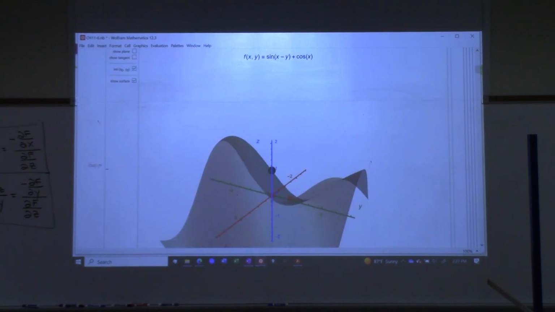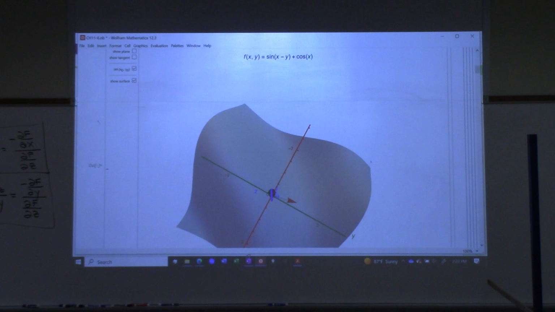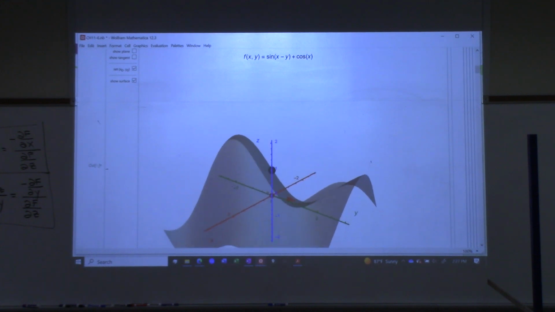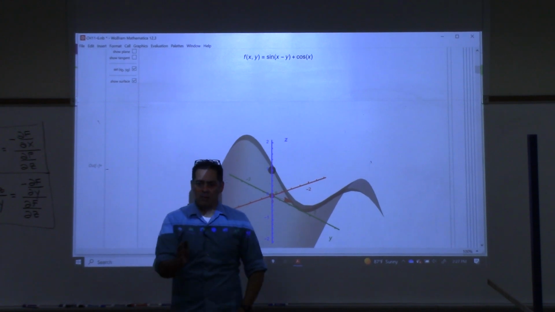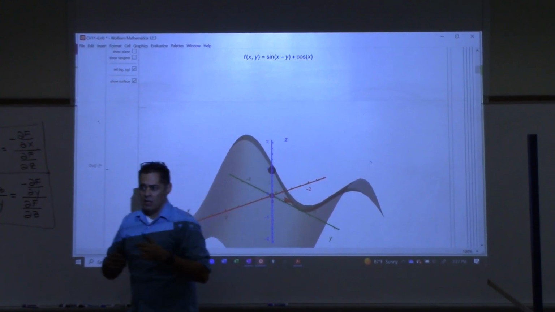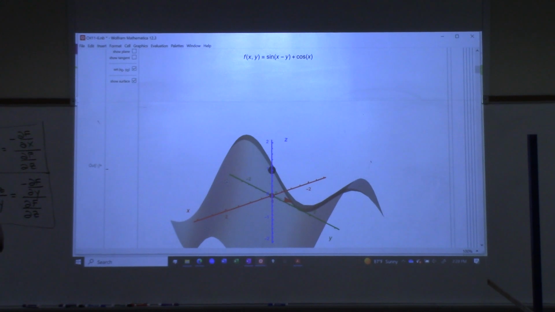Okay. So now there I am. You see me at the origin? I'm up there on that surface. And the question now is, if I'm right there, which way do I point so I get the maximum rate of change? And according to what we just said, it's negative 45 or 315 degrees.